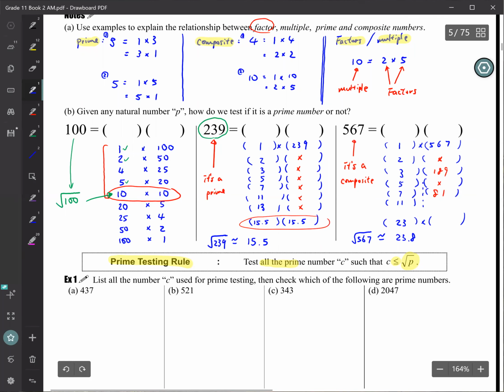Okay, does 11 work, Nathan? Let me check. No, it does not work. Okay, so 11 doesn't work. And then after that will be 13. Does 13 work, Brendan? Nope, doesn't work. Okay, and then we have 17.